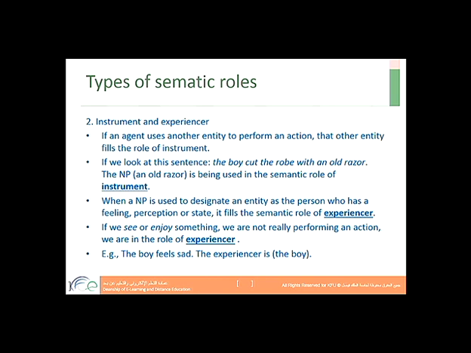When a noun phrase is used to designate an entity as the person who has a feeling, perception, or state, it fills the semantic rule of experiencer. If we, for example, see or enjoy something, we are not really performing an action, rather we are in the role of experiencer. We are in the place of experiencing that action.